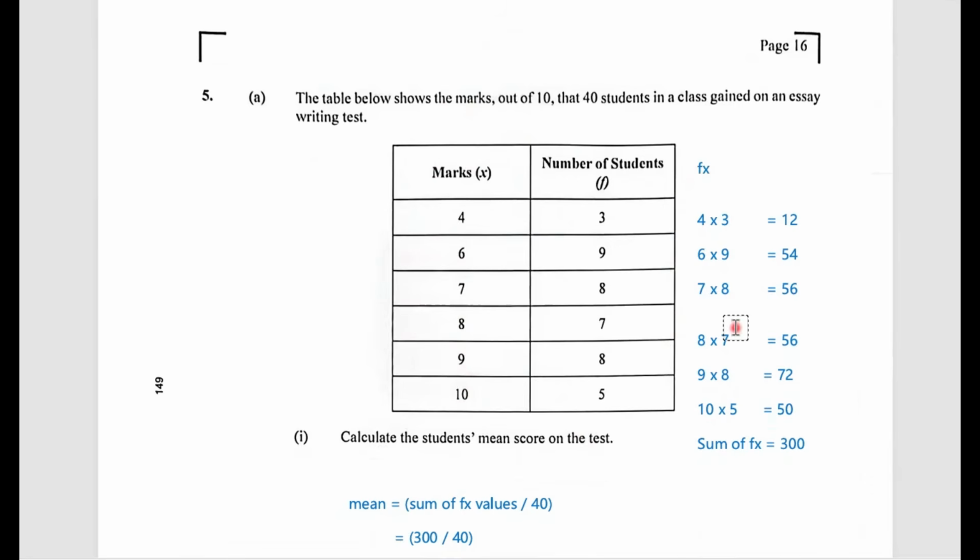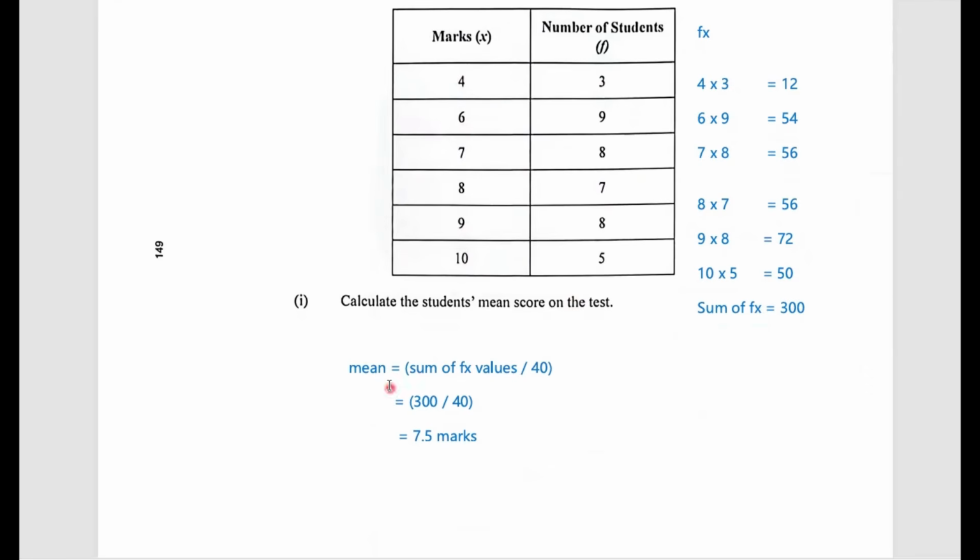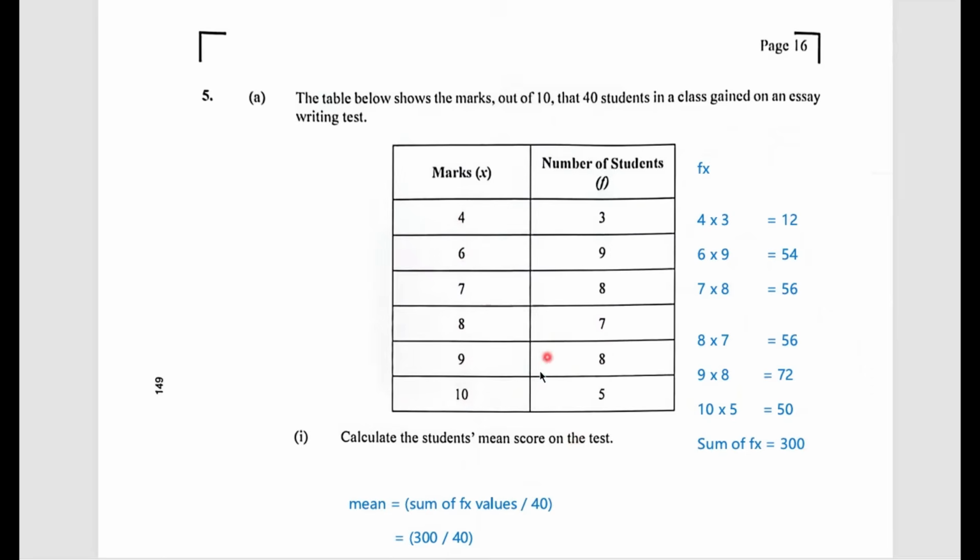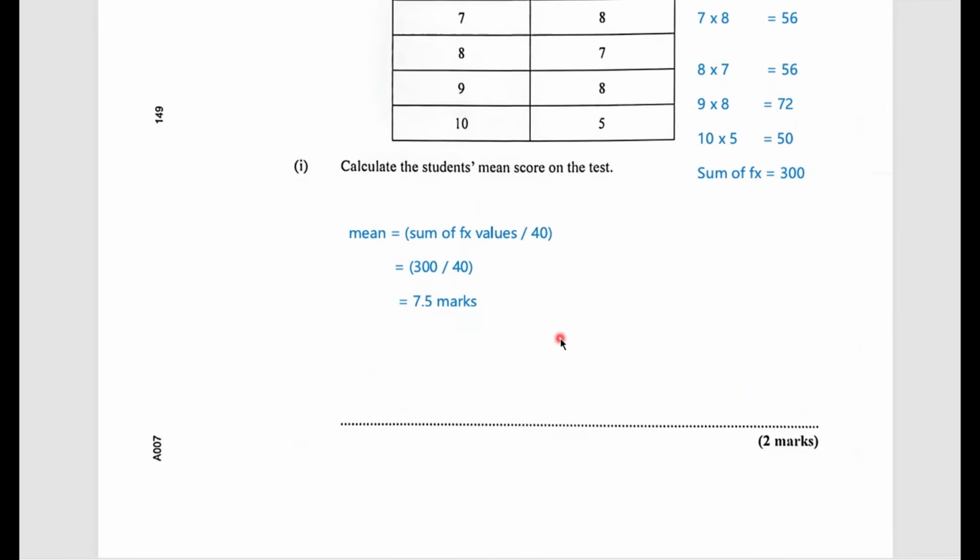So what I did is I got an fx column, which is f by x. That's 3 by 4, 4 by 3 gets 12, 6 by 9 is 54, 7 8s are 56, 8 by 7 is 56, 9 8s are 72, 5 by 10 is 50. I then add it up, so I get sigma fx, or the sum of fx values. When I add all these values, I get 300. And the mean would be sigma fx over sigma f, which is your 300 over your total number of students, 40, to give you 7.5 marks. That's your mean score.